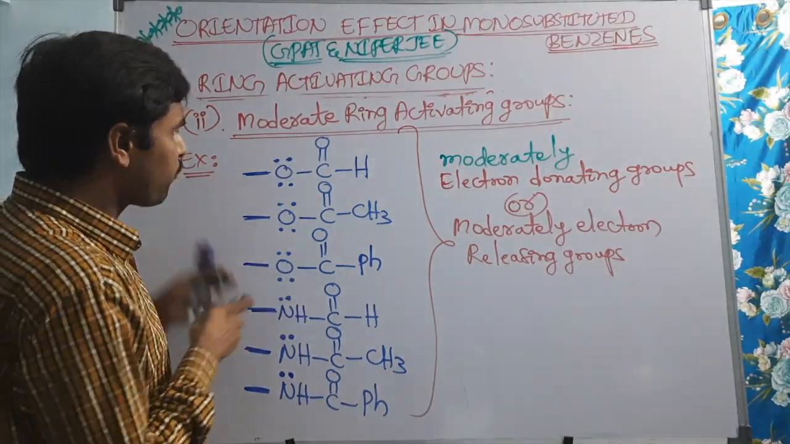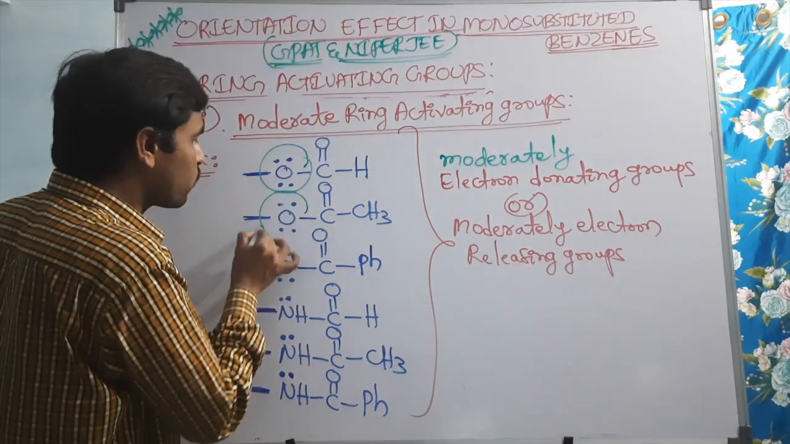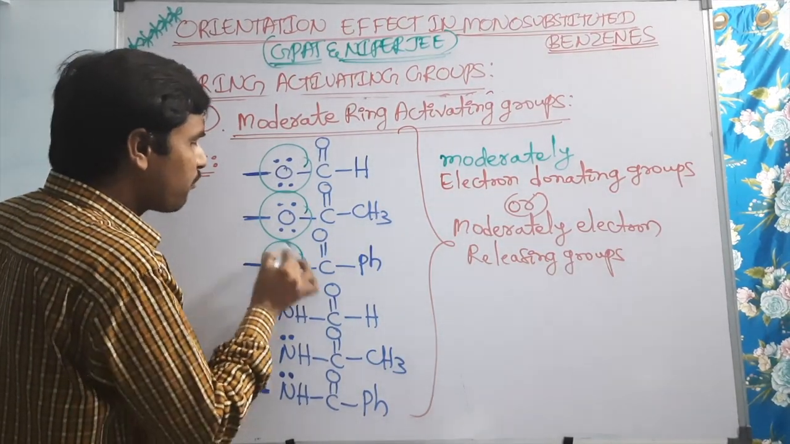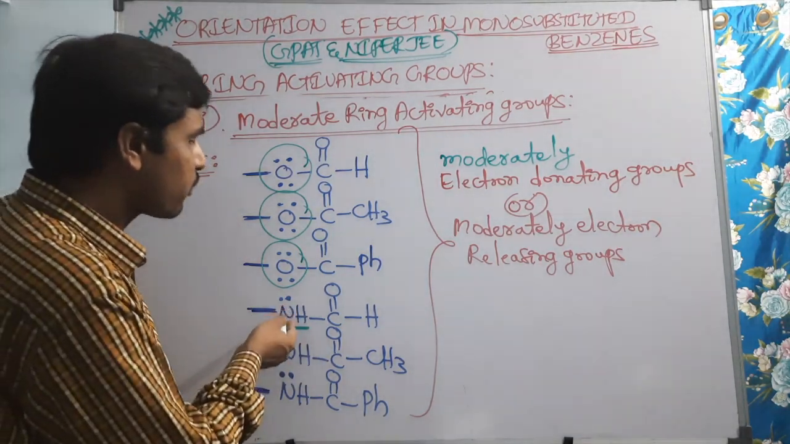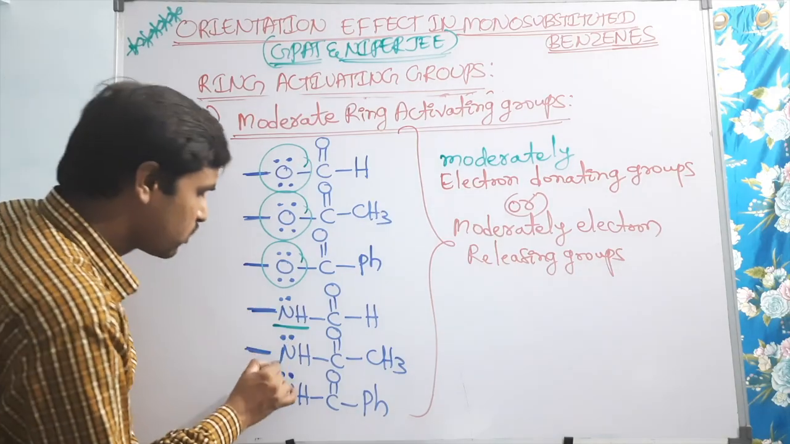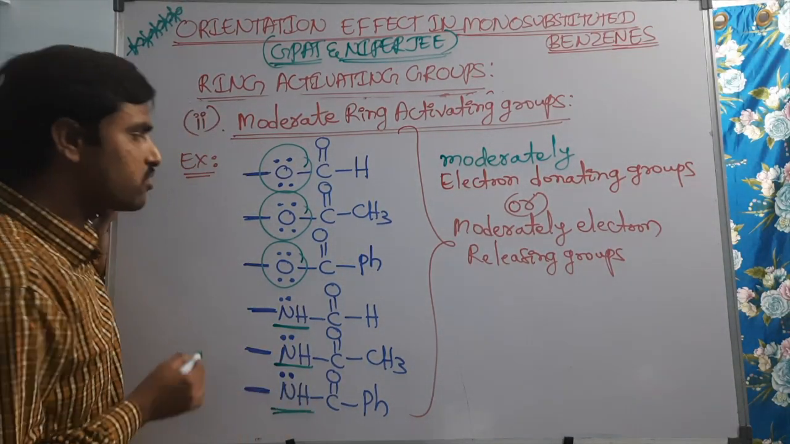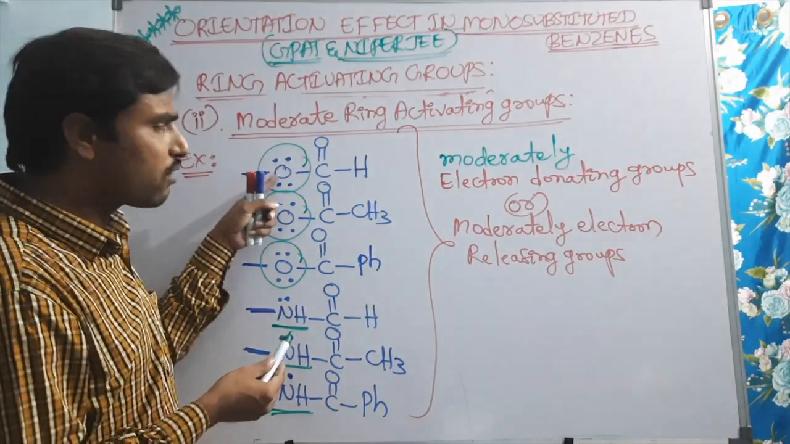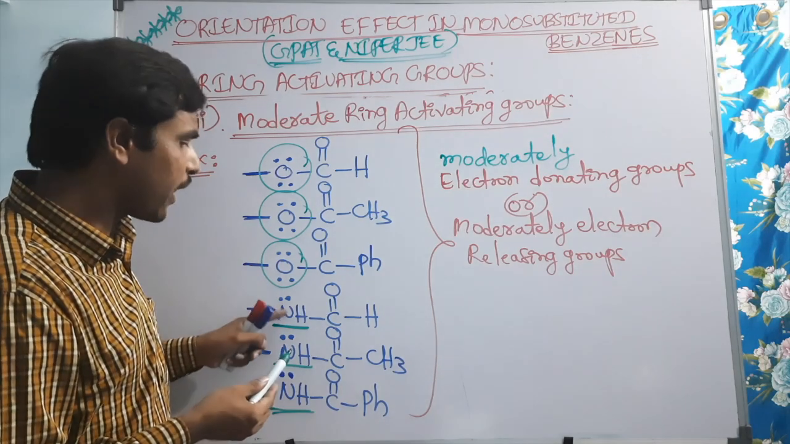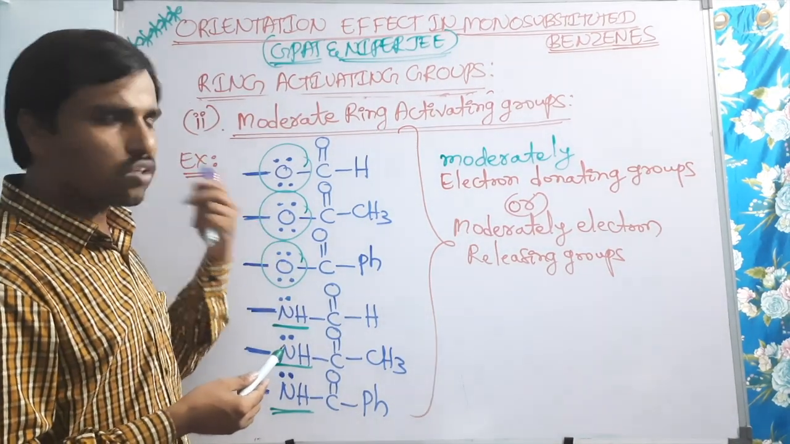Here you can find electron donating groups which have excessive electrons. You have nitrogen, which has the excessive electrons, nitrogen which has the lone pair of electrons. Because of the presence of lone pair of electrons on oxygen and nitrogen, these compounds act as electron donating groups.